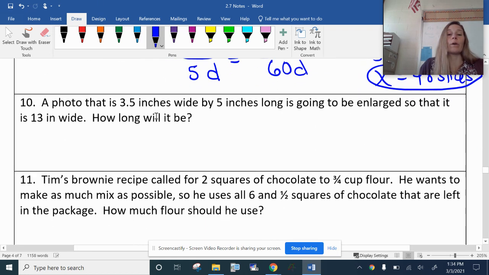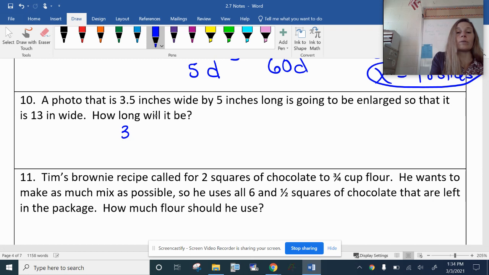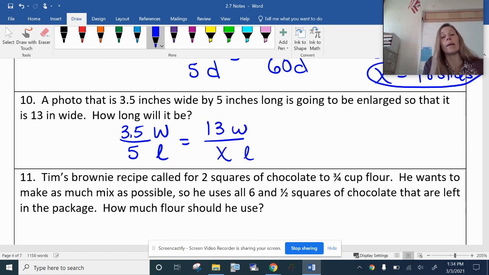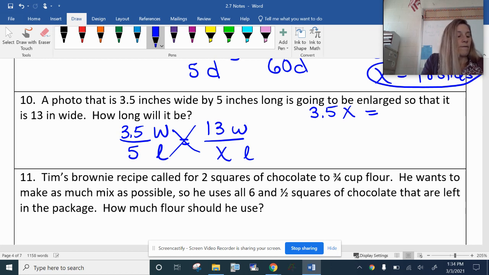All right, a photo that is 3.5 inches wide. So that's the one dimension, and it's 5 inches long. We're going to enlarge it so that it's now 13 inches wide. So what is that length? So 3.5x equals 5 times 13, 65. And now we're dividing that by the 3.5.